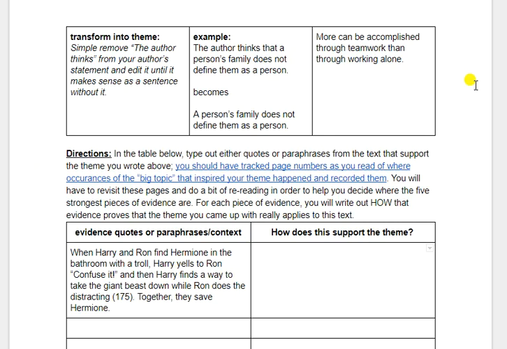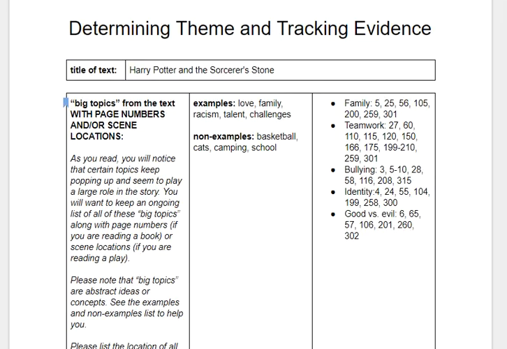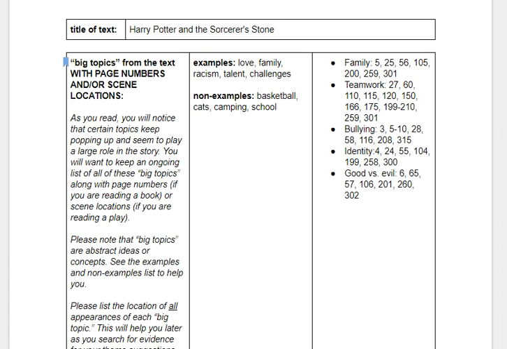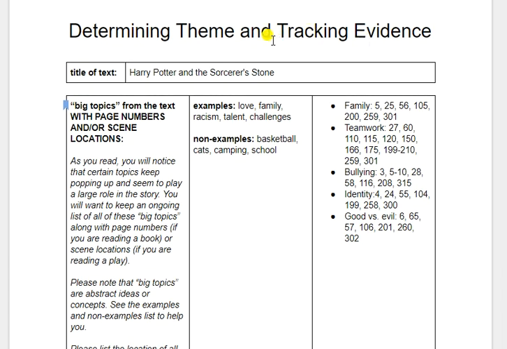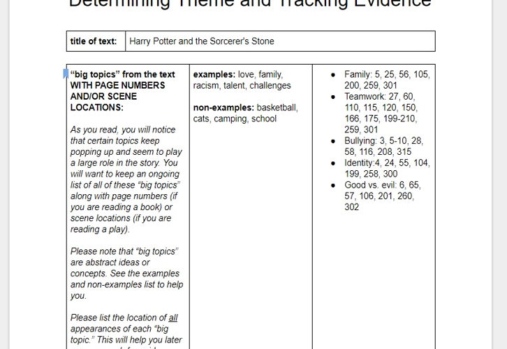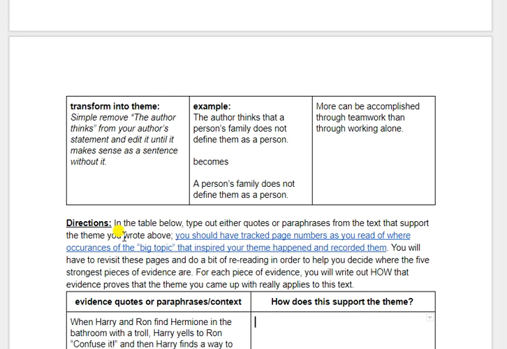After you have finished reading the text and you have finished formulating your theme based on all the steps in the previous video, then you are ready to start tracking your evidence. This is the tracking evidence part. So you've sort of tracked it a little bit as you went because, as it says down here, in the table below, you're going to type out quotes and paraphrases along with appropriate context from the text that supports the theme that you wrote, and the theme that you wound up with should be in this box right here.